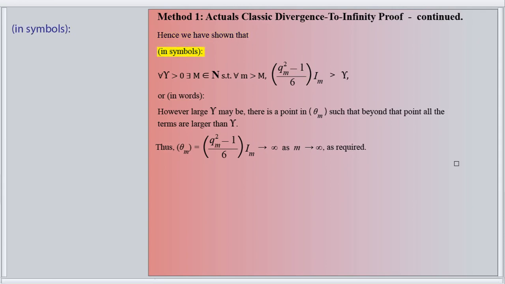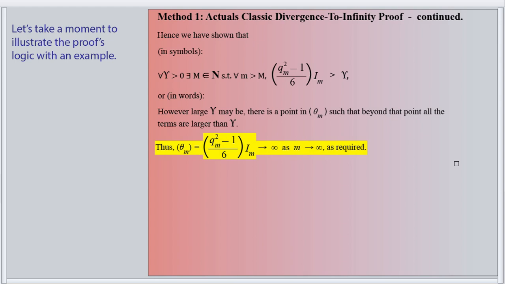Hence we have shown that in symbols, for all upsilon greater than 0, there exists capital M, a member of the set of natural numbers, such that for all small m greater than capital M, our formula sub small m is greater than upsilon. Or in words, however large upsilon may be, there is a point in the sequence theta sub m such that beyond that point all the terms are larger than upsilon. Thus, the sequence theta, which equals our formula, tends to infinity as m tends to infinity, as required. Let's take a moment to illustrate the proof's logic with an example.